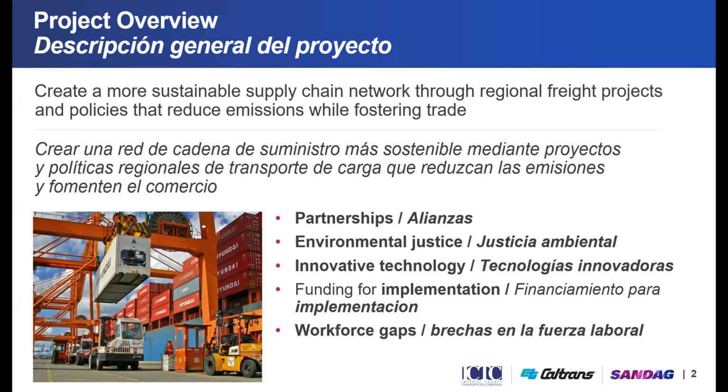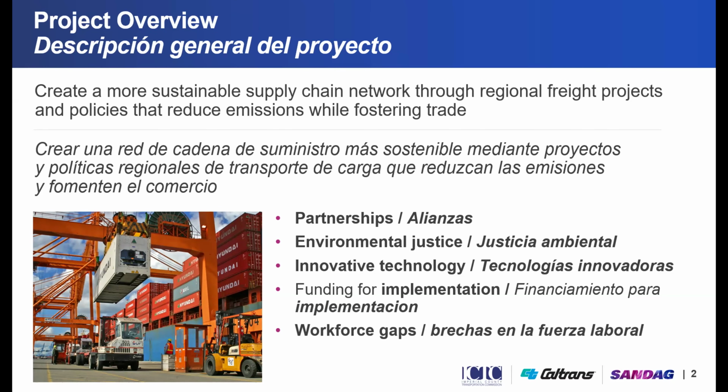So we know that freight is an essential part of our regional economy and plays a significant role in our daily lives. We also know that communities near and around freight facilities bear a disproportionate burden when it comes to air quality and pollution. So to address some of those issues and meet state regulations, SANDAG, the Imperial County Transportation Commission, and Caltrans have been developing the Sustainable Freight Strategy for almost 2 years now.